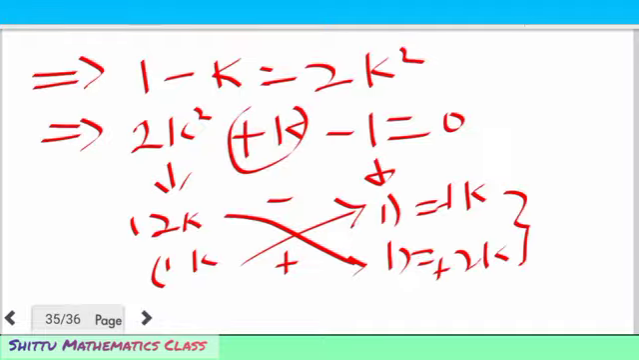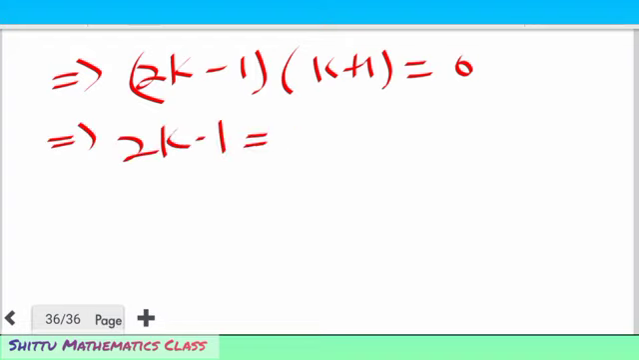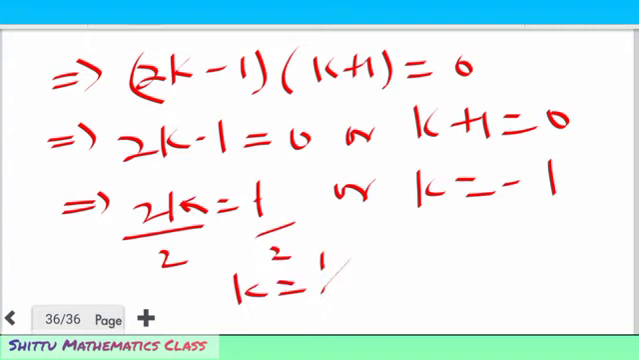So we go further. We have 2k minus 1 and k plus 1 equals 0. So this could either be 2k minus 1 equals 0, or k plus 1 equals 0. Therefore 2k equals 1, or k equals minus 1. Then dividing through by 2, we have k equals 1 over 2, or k equals minus 1.